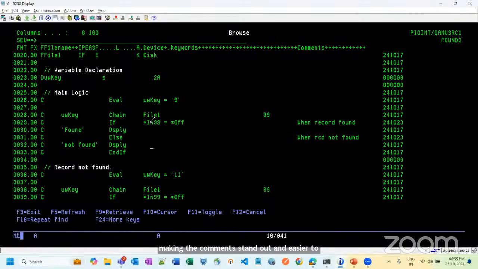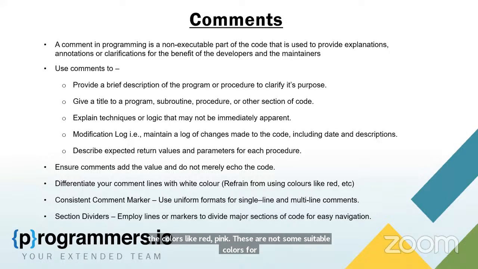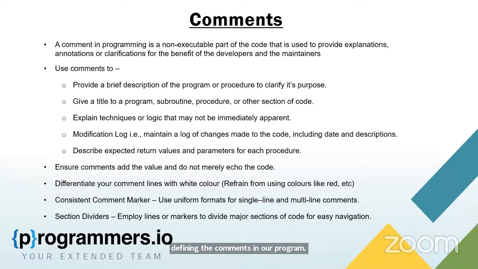Here we have made our comments in white color, so it will easily help us differentiate that this is a comment. We should avoid colors like red and pink; these are not suitable colors for defining comments in our program. And then we should use consistent marker lines, such as the double slash for single-line comments and for multi-line comments as well, which will help us maintain uniformity and also improve code readability.